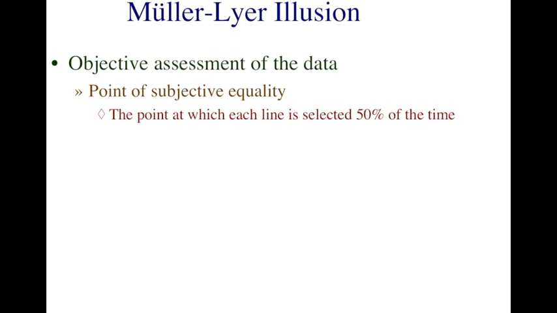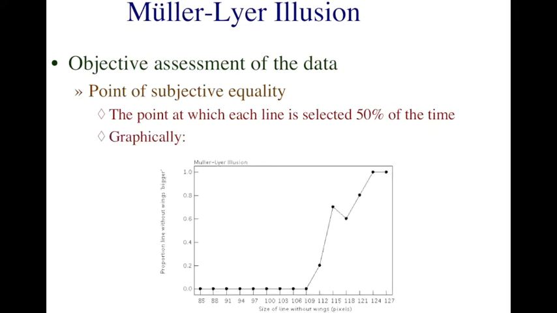Another way to think about this is when you're asked which line is longer, you select either line with a probability of 50%. Graphically, if we look at the output from the experiment, we can see that our graph gives us, on the y-axis, the proportion of lines without wings being called bigger, and on the other axis we have the size of the line without wings, given in the number of pixels.